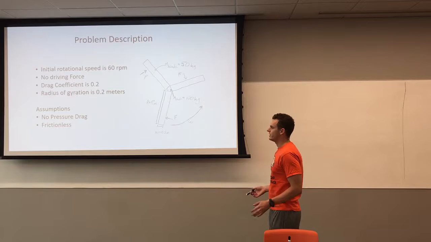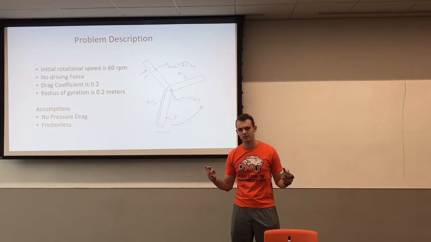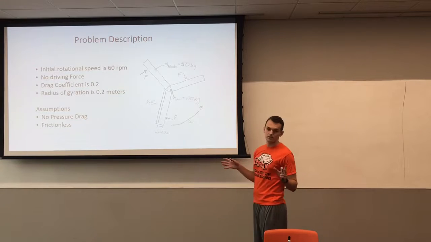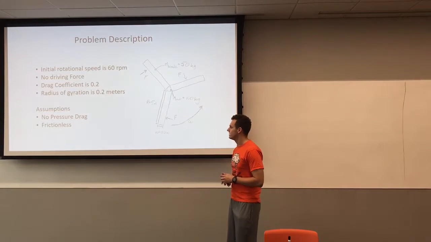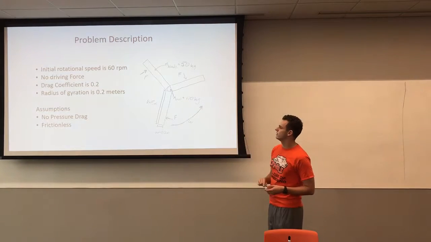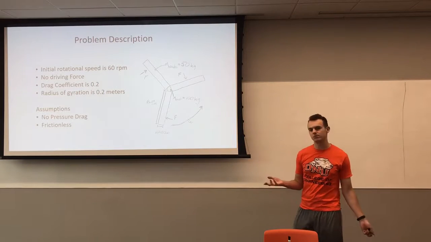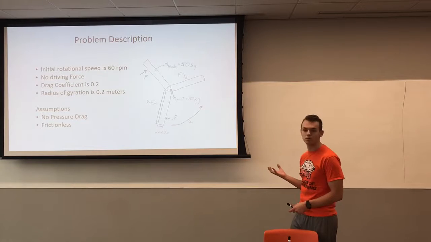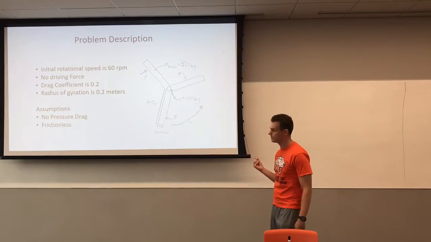The assumptions we're making here are that there's no pressure drag, because the cross-sectional or frontal area of the blades is so small that it's essentially negligible. To simplify things even further, we're also going to assume that the rotation on the bearings of the rotor is frictionless.